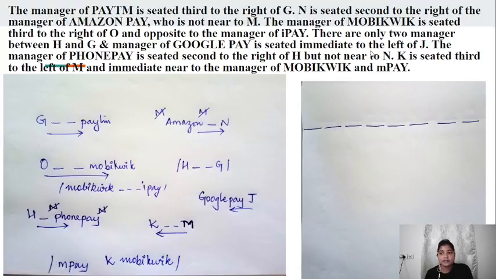And K is seated third to the left of M, so I write M here, first left, second left, third left. So I will draw this, which means K is on the left of M, and immediately near to the manager MobiKwik and MPay. So this is that condition. What does it mean? If I write K, MobiKwik and MPay are interchangeable. MobiKwik can come here and MPay can come here, or MPay can come here and MobiKwik will come here. So it is an interchangeable thing, so that's why I have written the condition.